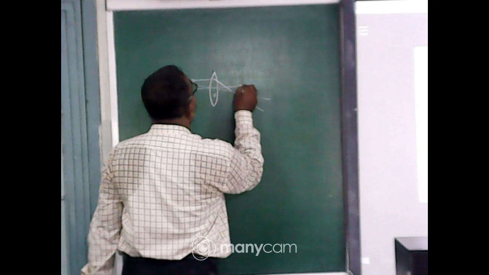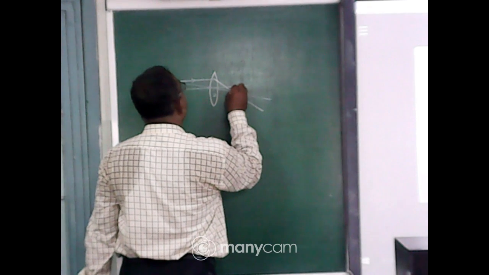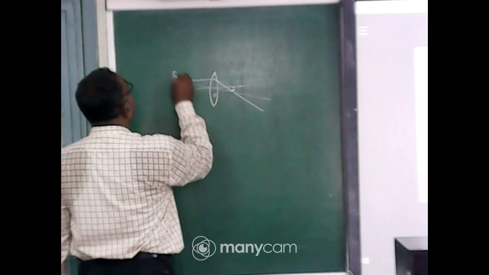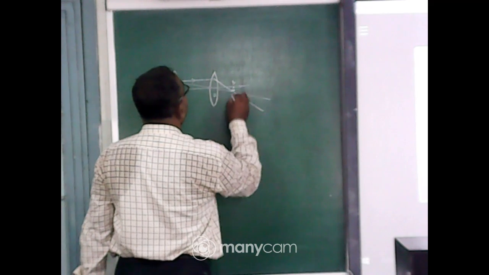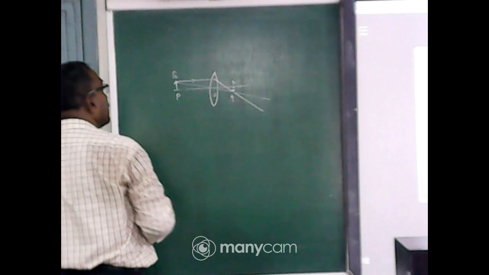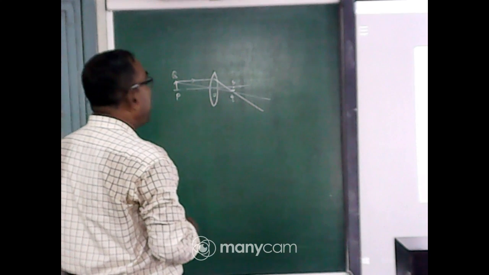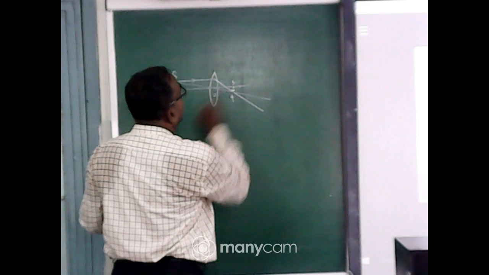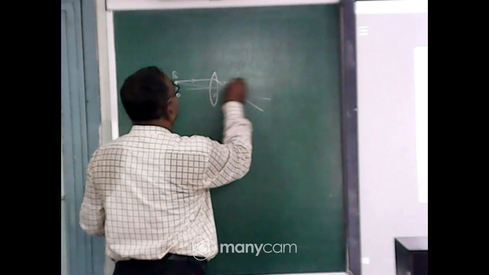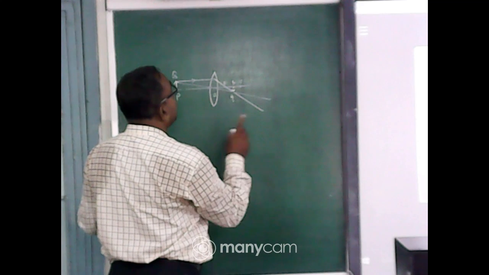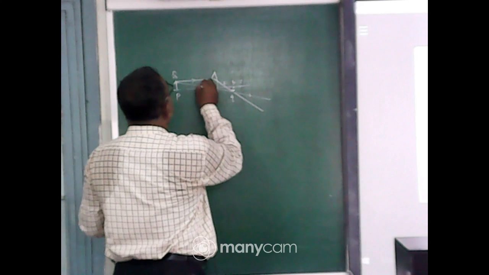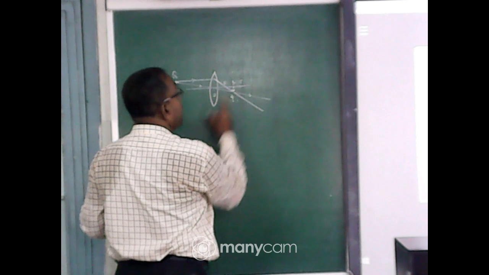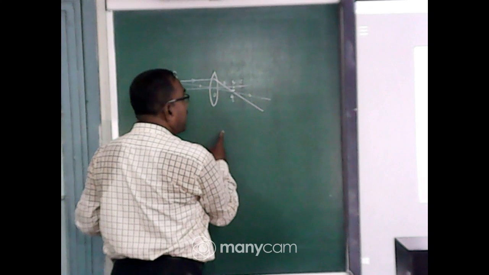Image will be formed in between C and F. If the object is here, the image will be there in between C and F. So my dear student, you know it. If the object is placed beyond the C, image will form in between C and F, and it will be real and smaller in size.